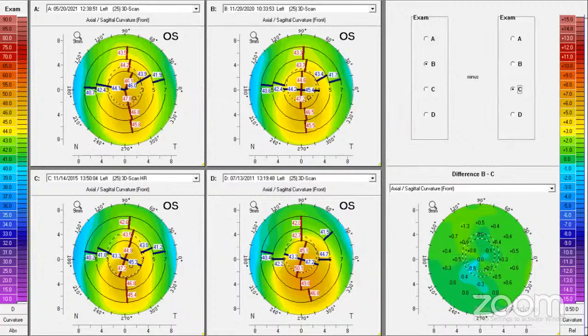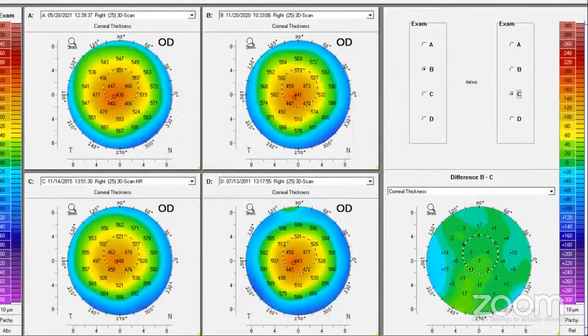Sir, in the visits, when I saw the sagittal curvature and pachymetry maps, I couldn't find any gross change in the sagittal curvature values or pachymetry values. I found that the cross-linking was done only in the left eye in 2021. So I wasn't sure on what basis the cross-linking was done. So I wanted to ask you if you can see the maps.